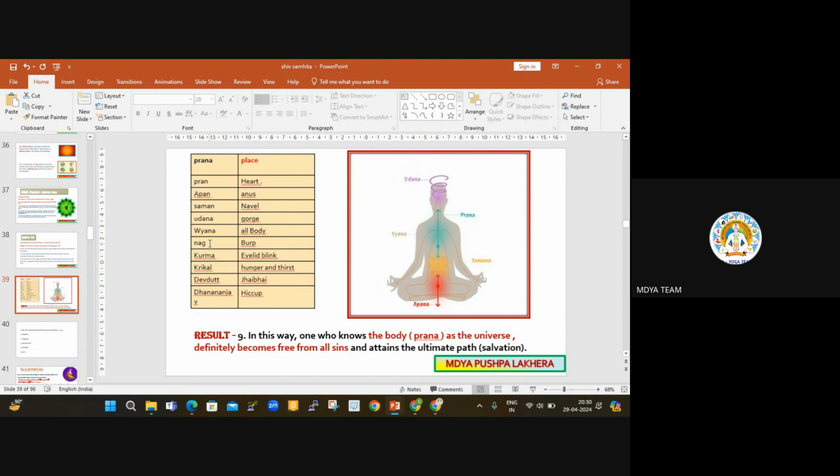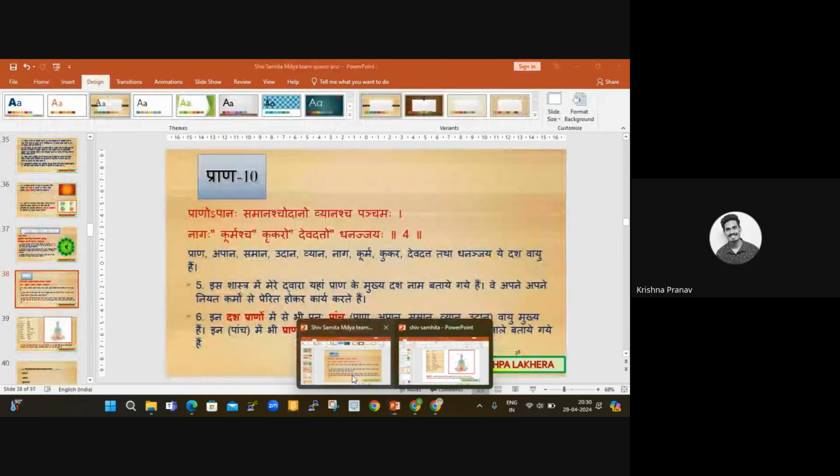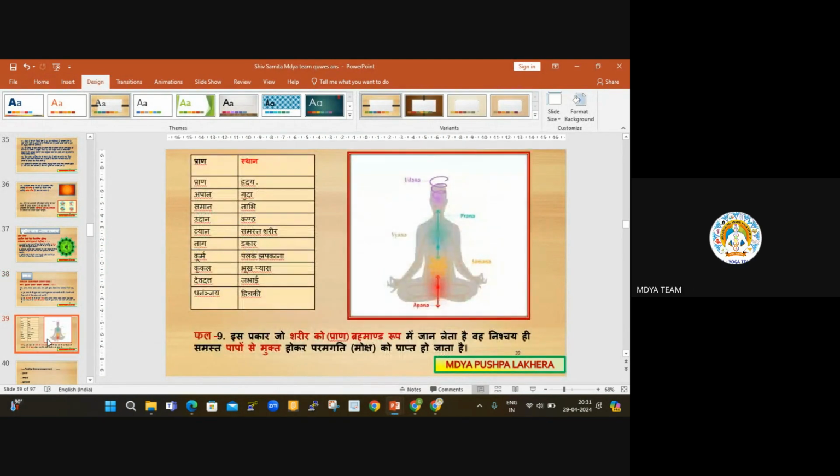Okay, and in the same way the places are also described, and the function of each. Naga is responsible for the release of air. Burping, ma'am, yes, the release of air or gas, whatever you feel, is because of the naga. Burping is given here in the same way.